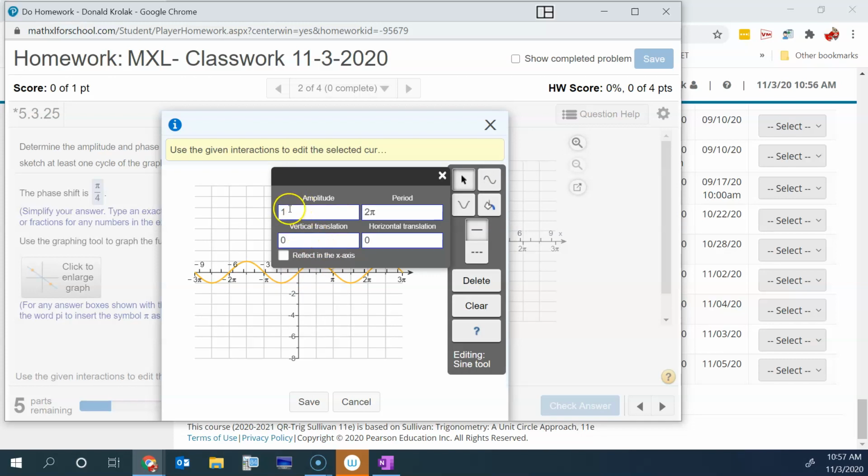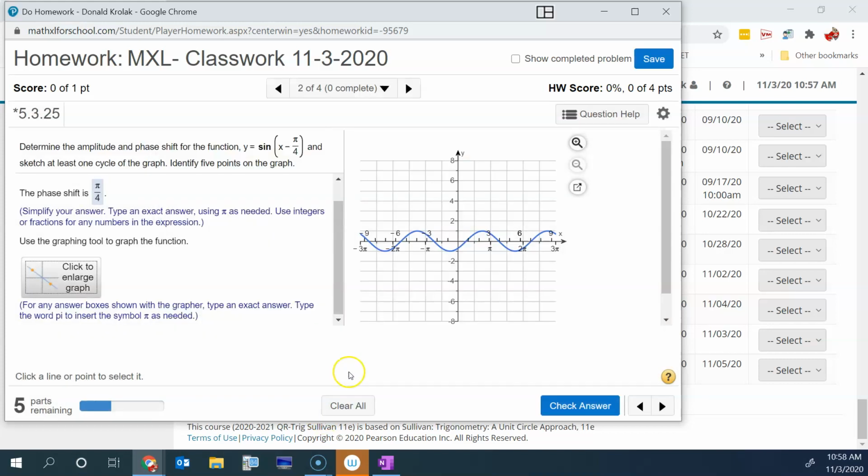Okay, the amplitude's 1, period's 2 pi. It's not getting slid up or down. It's just getting slid sideways. And in my case, it was positive pi over 4. Type that in, so just pi, and then divided by 4. Okay, and then it shifts it, and there's your graph.